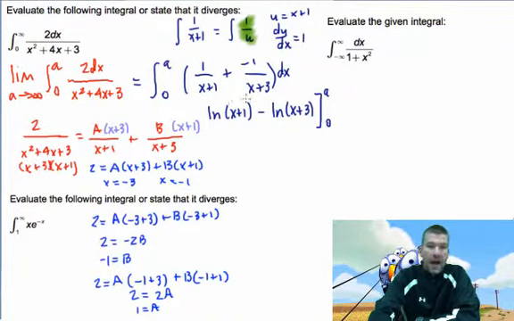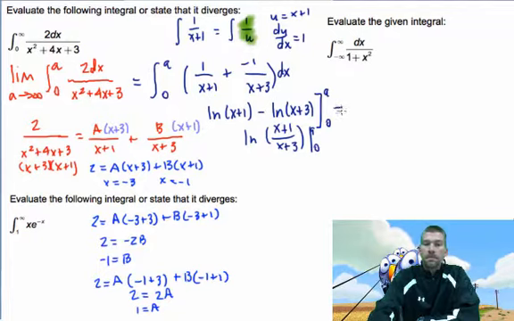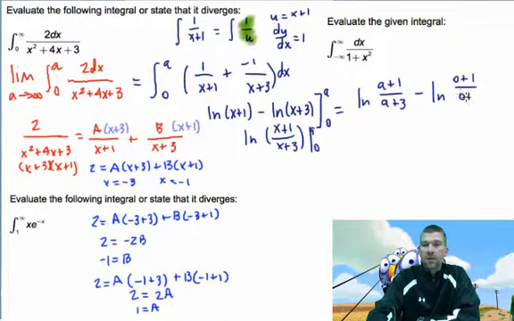And when you subtract logarithms, you end up dividing. So I'm actually doing the natural log of x plus 1 over x plus 3 from 0 to a. Keep going now, and we'll do stop minus start. This is going to be the natural log of a plus 1 over a plus 3 minus the natural log of 0 plus 1 over 0 plus 3.